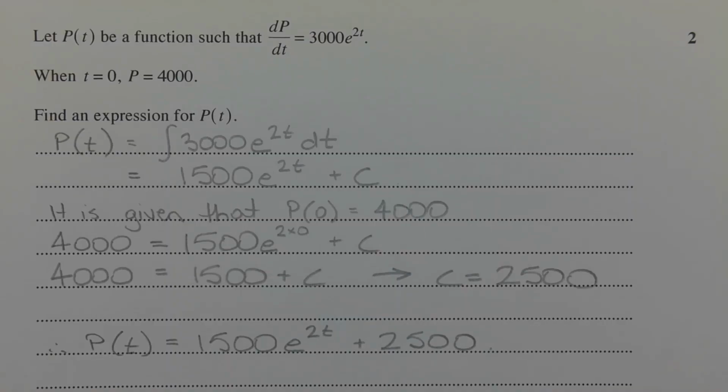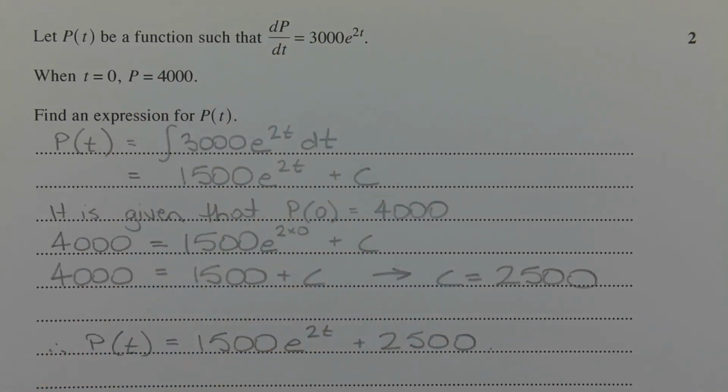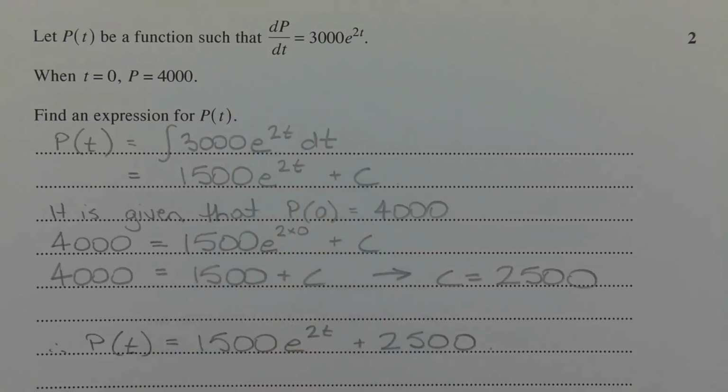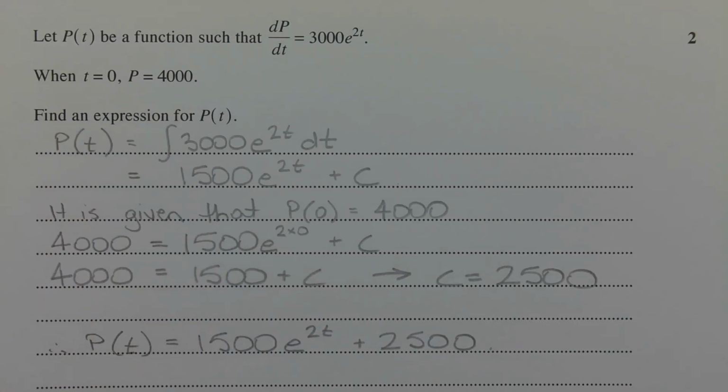The question is asking us to find a function given its gradient function. In order to do that, we need to integrate this expression here. That will introduce a constant of integration. And then we'll need to use the boundary condition given, when t equals 0, P equals 4000, to find the value of the constant of integration. After that, we can find the expression for P of t.